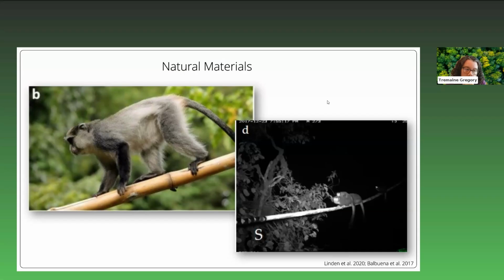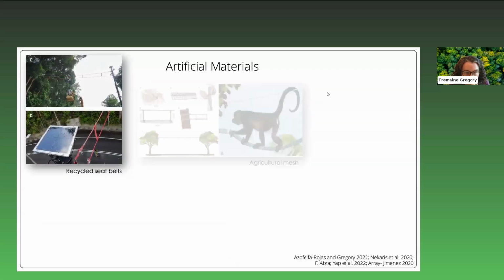Here you can see one study in South Africa that used bamboo. And on the right is another experiment we did in Peru where we used a vine. It was a single liana about 2 inches in diameter that we strung across a road about 60 feet wide, and animals immediately started using it. It was really amazing to see. So they love a natural substrate. Okay, next.